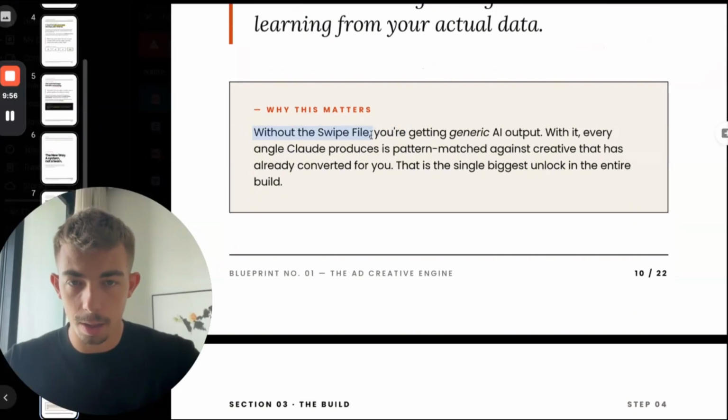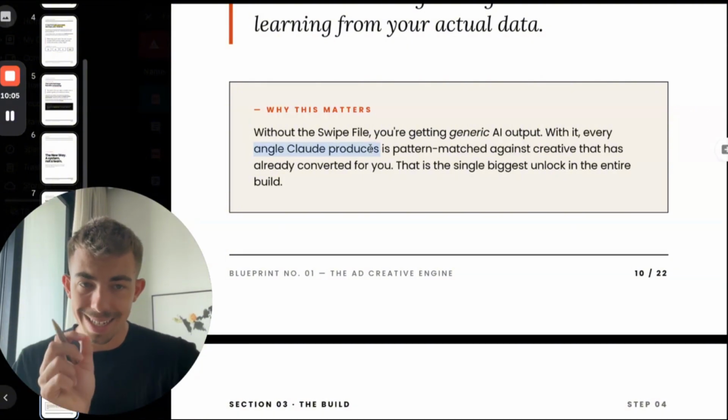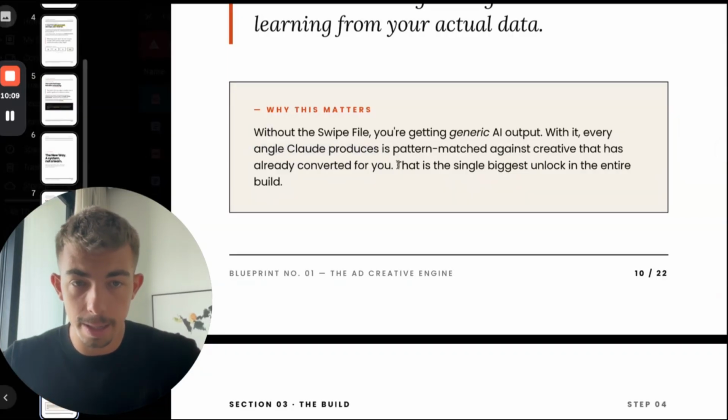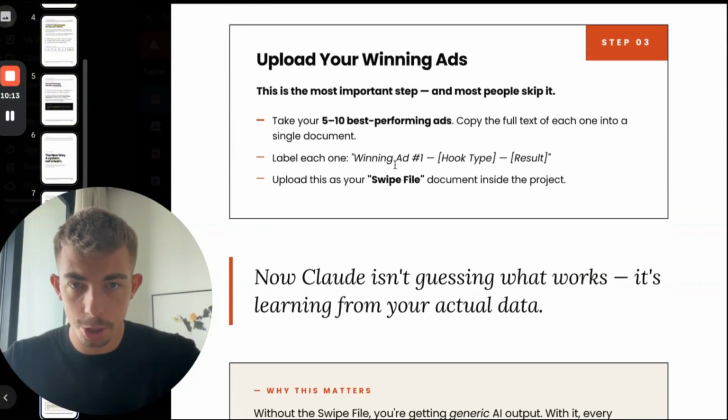Without this swipe file, Claude will be guessing, and you're going to get generic AI output. With it, every angle Claude produces is a pattern matched against creative that has already converted for you. This is the single biggest unlock in the entire build. So make sure you already have this.